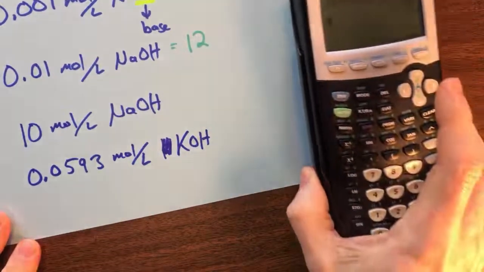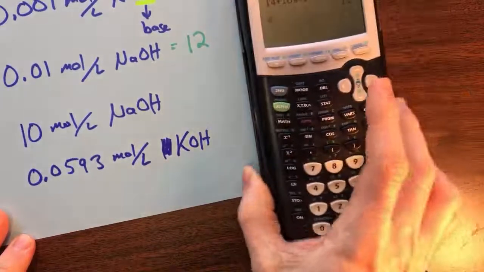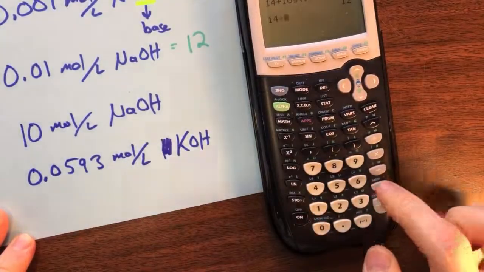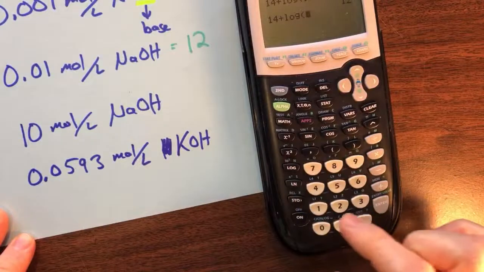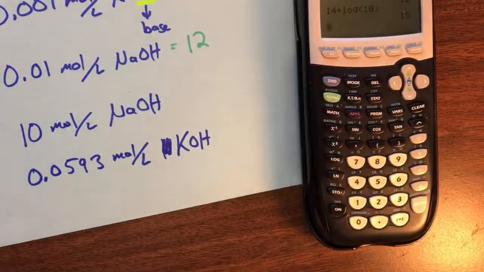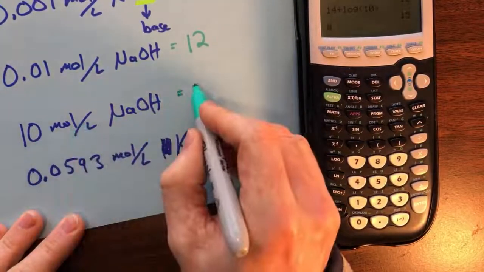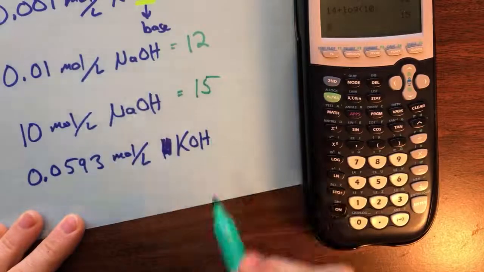I'm getting some good answers here. Somebody wrote 15, and that's exactly right. Let's try it. 14 plus the log of 10 is what? That's going to be 15. Yes, you can have a pH of greater than 14. When you have a highly concentrated base, it will give you a pH that's even greater than 14.